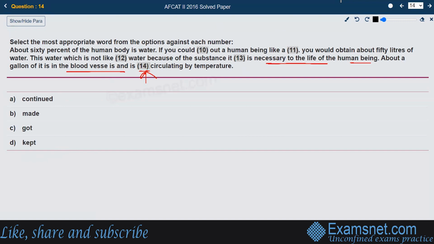Obviously this is a passive voice sentence, not an active sentence. Continued circulating doesn't look good, should not come. Made circulating should not be there. Got circulating, no. The right answer is option D. It is kept circulating. It is continuously circulating. The blood is continuously circulating in our human body, and that is because of the temperature. Okay, so it is kept circulating. The right answer is option D, kept.